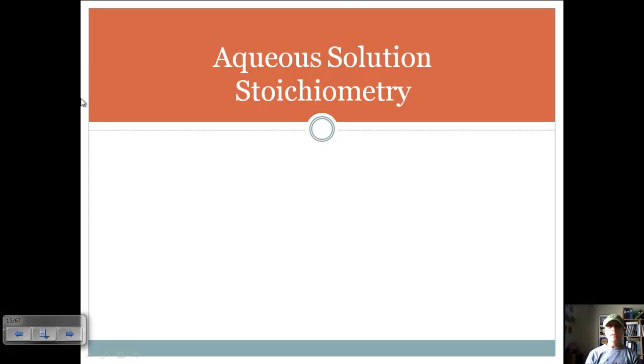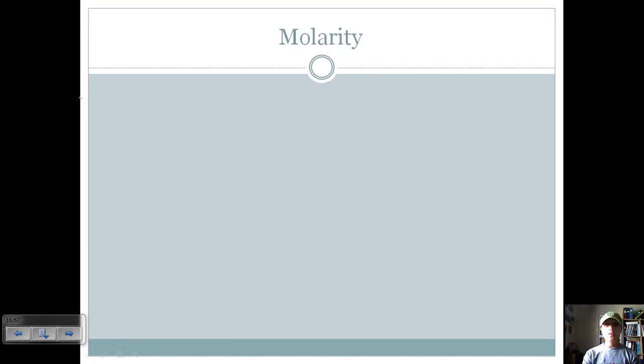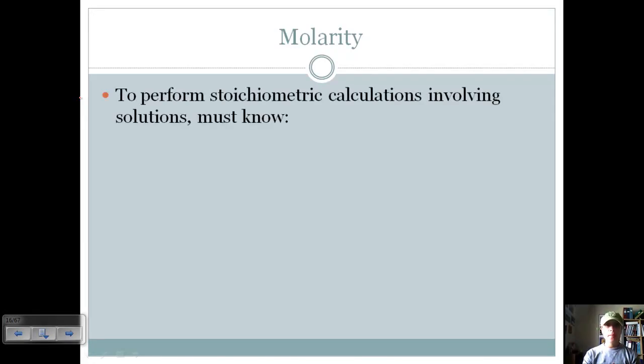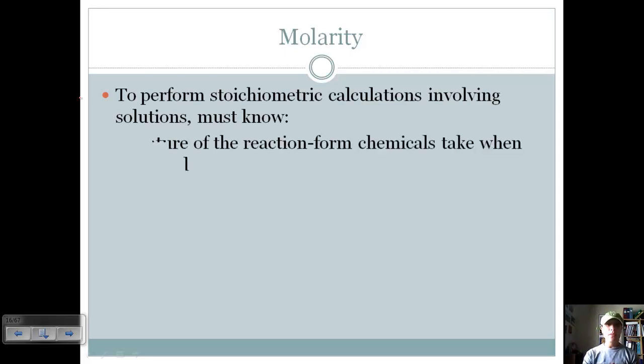So we're going to continue our discussion of aqueous solutions and look at the stoichiometry involved. The first main concept is molarity. To perform stoichiometric calculations involving solutions, we have to know a few things.